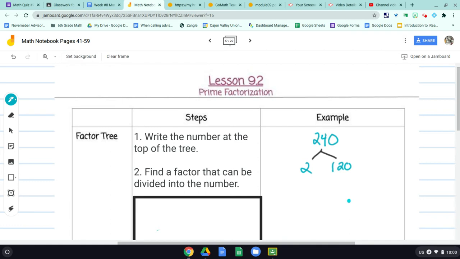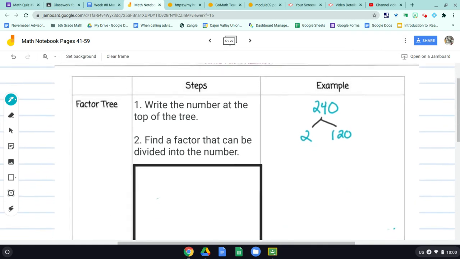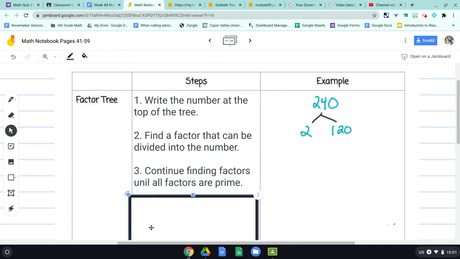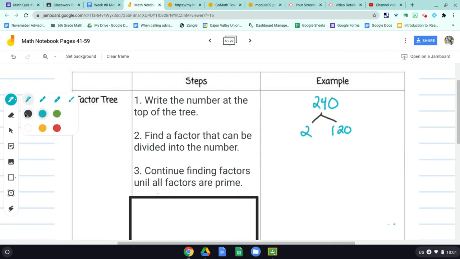So far, so good. Let's scroll down a little bit and take a look at step number 3. Step number 3 says continue finding factors until all factors are prime. So I know that 2 is prime, and I can't divide 2 by anything, so I'm going to continue with the 120. Now I know 120 can be divided by 2, because 12 divided by 2 is 6, so 120 divided by 2 is 60.